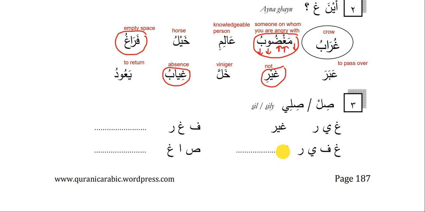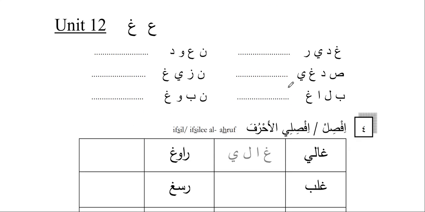It's the same. Ghain, fa, ya, and ra. And now, faghara, fa, gha, ra. And yes, faghara, and sad, and alif, and ghain in full form, small c, big C with a dot. Now we will do this. Ghain dal, non-connector, ya and ra.